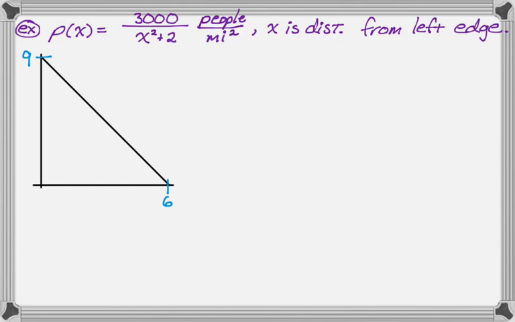So this one, if you just think about it, when x is 0, you get 3,000 over 2 people per mile squared. When x is, I don't know, like 4, you get 3,000 over 16 plus 2, so 3,000 over 18. So as you get further from the left edge, the people per square mile just decreases. So for whatever reason, people want to live along the left edge of this town. So let's see if we can do this.